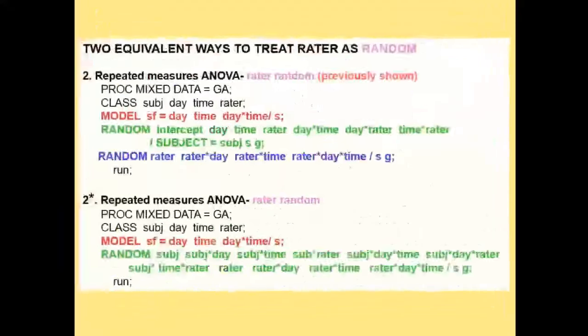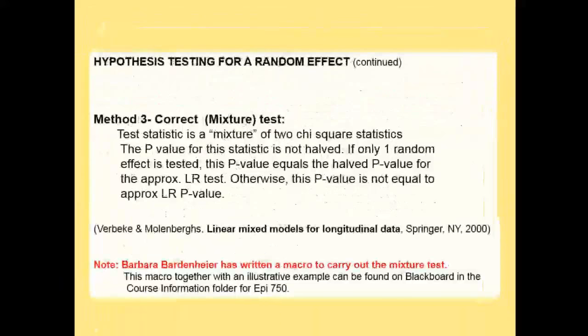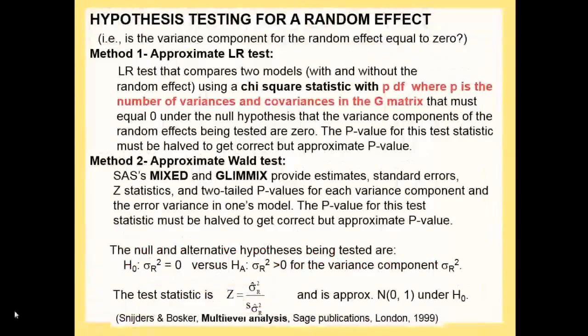But you notice what it says here. Now I'm going back to this. The p-value for this test must be halved to get the correct but approximate p-value. So what does that mean? You get a z statistic. The computer gives you a p-value, but it's always two-tailed. So what do you have to do to get half the p? You divide it by 2. That's what you do to do this method 2. That's method 2. Easy as pie, but not the best thing. But not the worst thing, but worse than the other two.